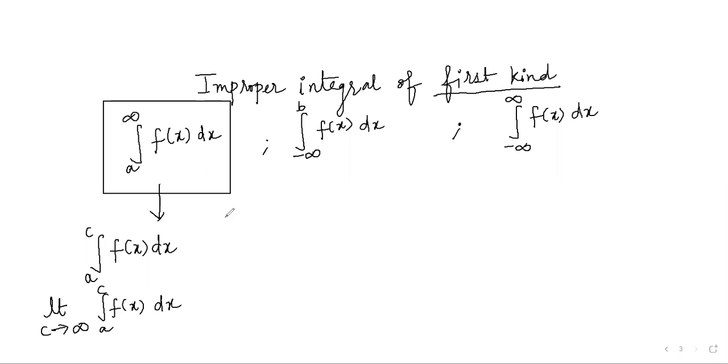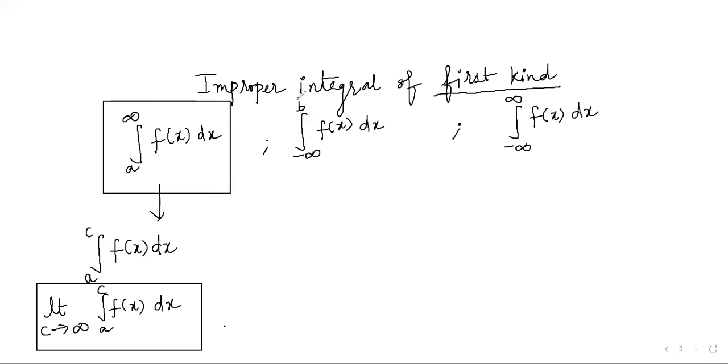And if this limit exists, in that case, we will be saying that this particular improper integral is convergent in nature. So if this limit exists, then this integral will be convergent, and that limit which we will be getting here will be the value of this improper integral. But if this limit does not exist, then this improper integral does not exist and it is not convergent.